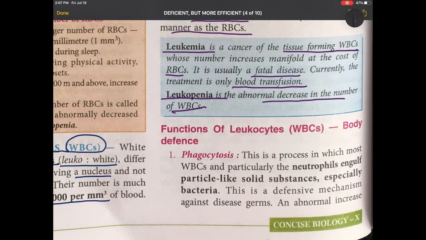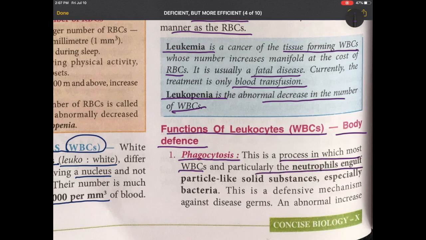Okay. Now, moving on to the functions of white blood cells or leukocytes, its main function is to defend the body against germs. Okay, first is phagocytosis. I already told you the process by which white blood cells engulf bacteria is known as phagocytosis. So it is a process in which most white blood cells and mainly the neutrophils engulf particle-like solid substances, especially bacteria. So this is a defensive mechanism against germs.